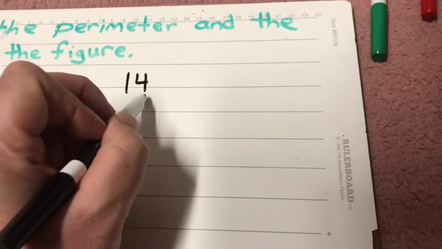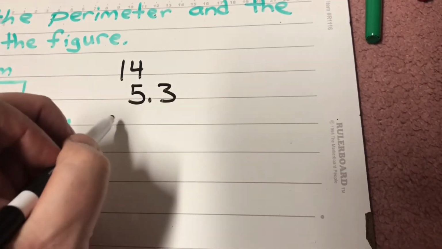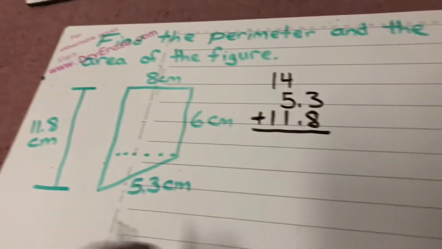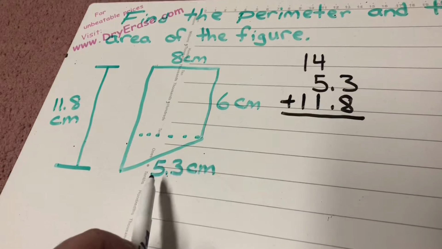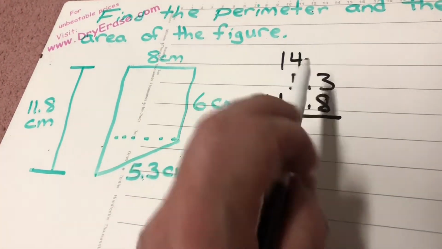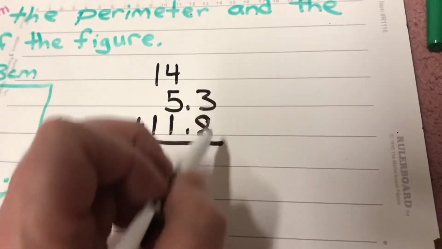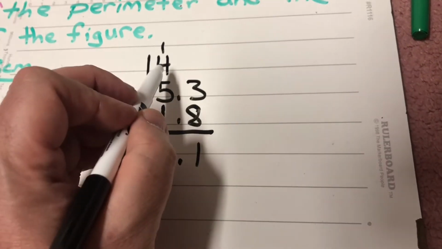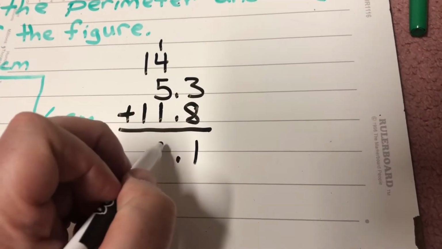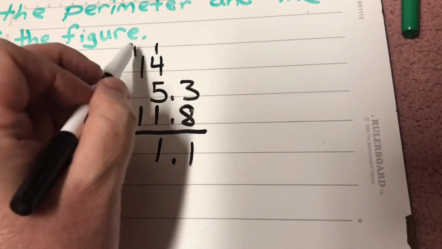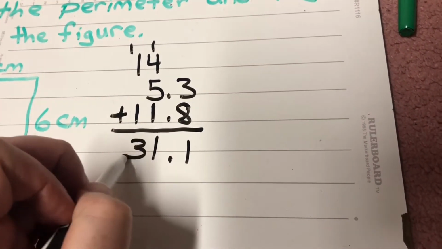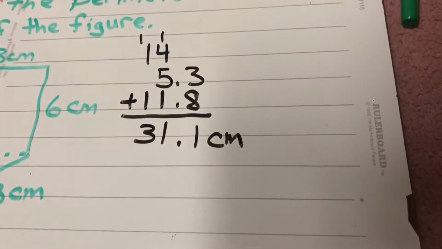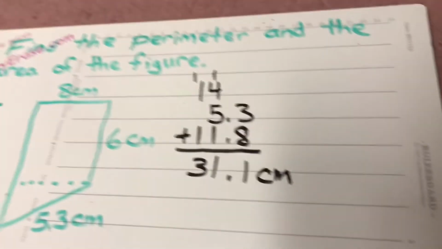Now remember, decimals and place values all need to be lined up, so I need to make sure that I do that. Let's double check the numbers. 11.8, 5.3, 8 plus 6 is 14. So now I'm just going to add these together. 3 plus 8 is 11. Put the 1 down, carry the 1, drop the decimal. 1 plus 4 is 5, plus 5 is 10, plus 1 is 11. Put the 1 down, carry the 1. 1 plus 1 is 3. I get 31.1 centimeters as a perimeter.